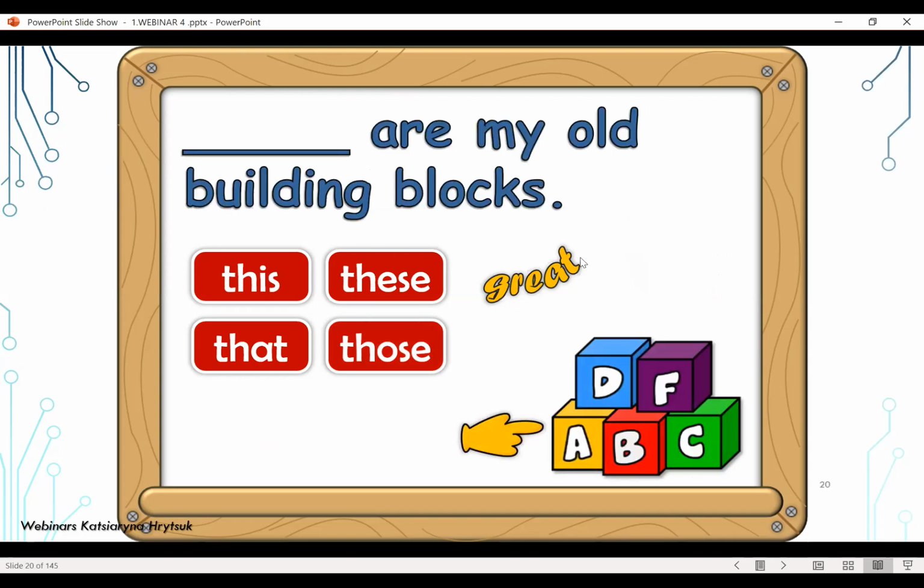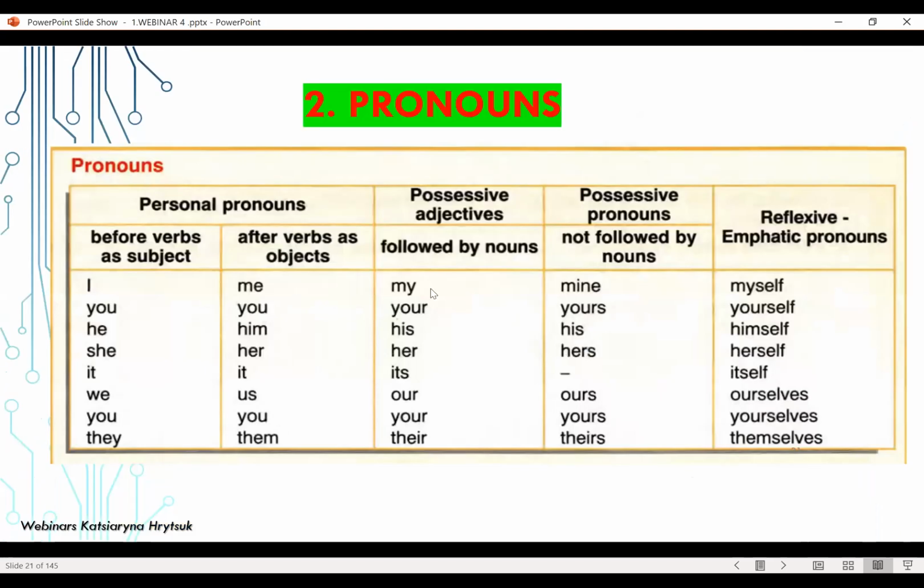Emilia? These are my old building blocks. Okay, building. Those or these? These, because it's next, right? And these are called building blocks, not squares, not something like this, okay? Building blocks.